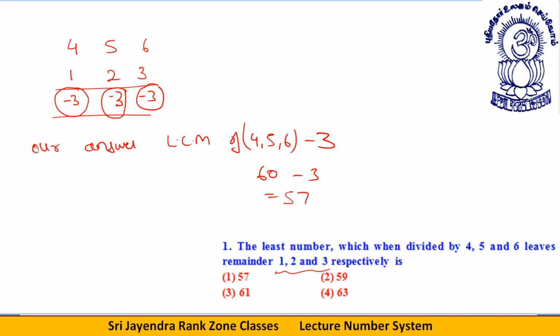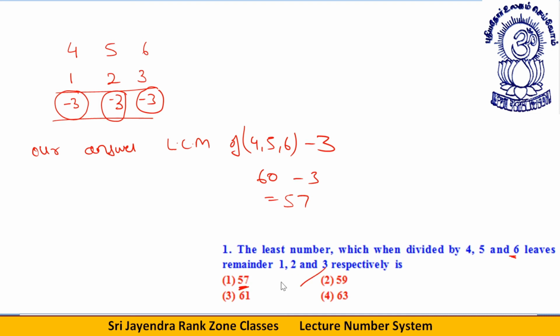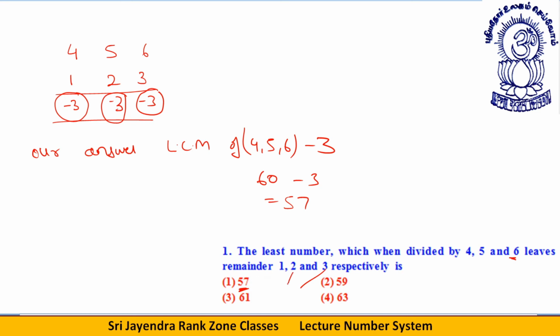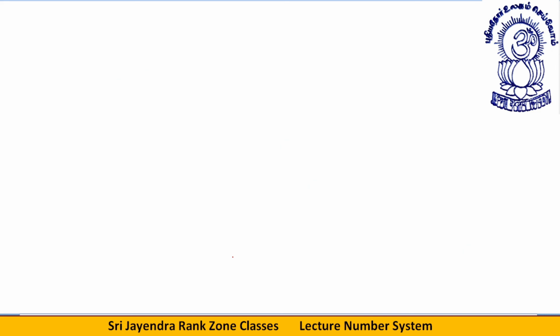If you don't understand anything, you can also do it by options. Let's check 57. You divide 57 by 6, you will get a remainder 3. You divide 57 by 5, you will get a remainder 2. You divide 57 by 4, you will get a remainder 1. Okay, let's move to the next question.